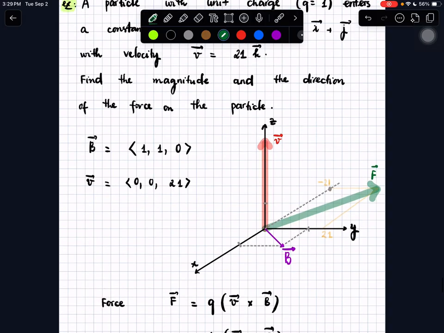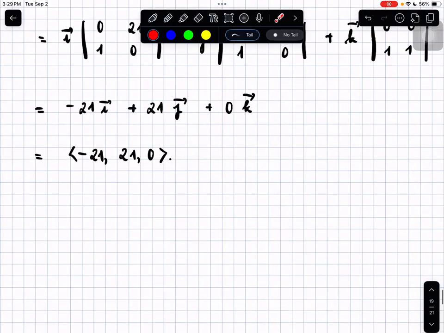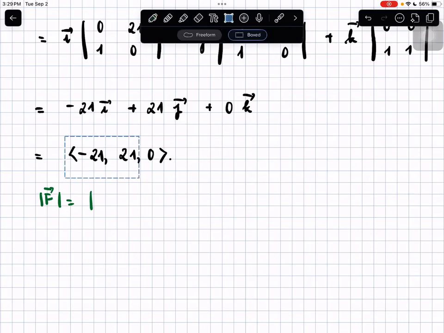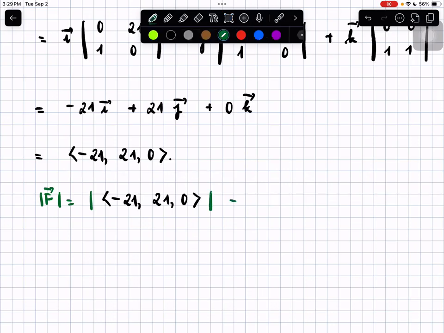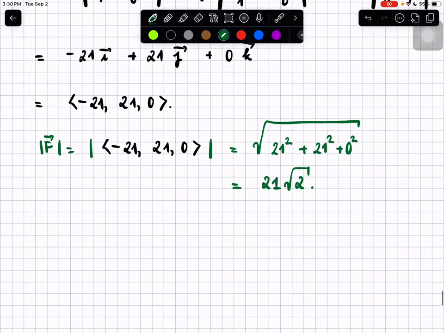And we need to compute the magnitude and the direction. The magnitude of F is the length of F, the length of this vector, which is the square root of minus 21 squared plus 21 squared plus 0 squared. So we have 2 times 21 squared, which is 21 square root of 2. This gives us the magnitude of F.